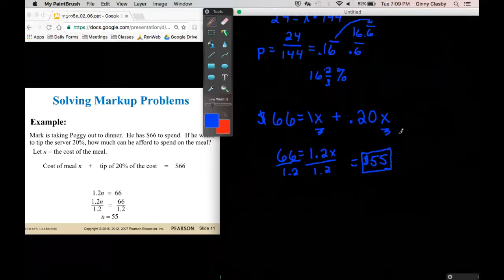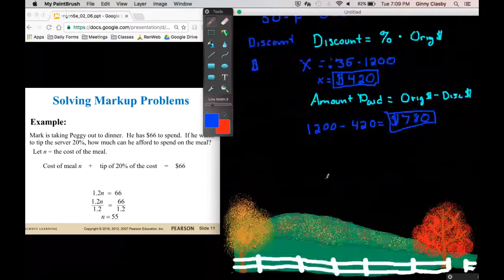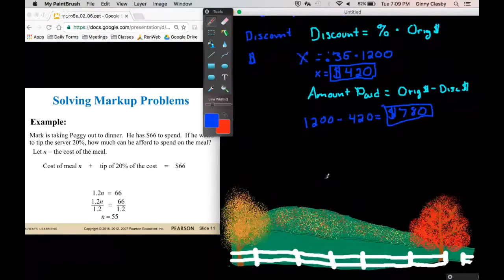There might be a second step where it says, if you spend that much money, how much was the tip? You would plug in the $55 you got here for X up there. So you would take the 55 times 0.2, and you would get the amount that he would have spent in the tip for that waitress.